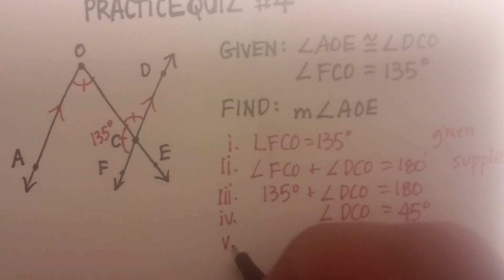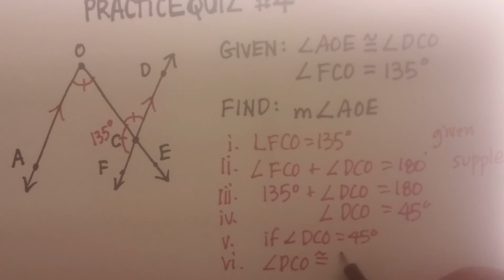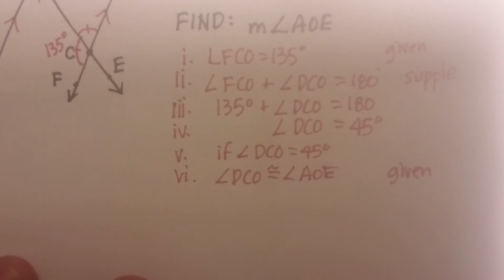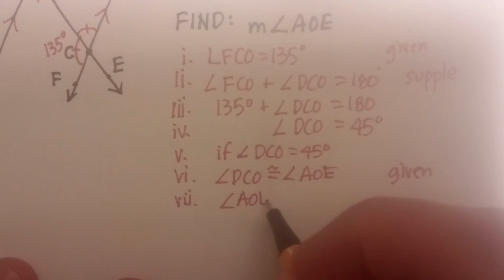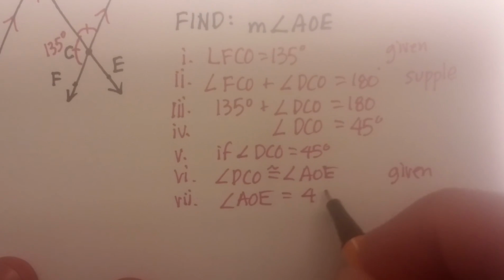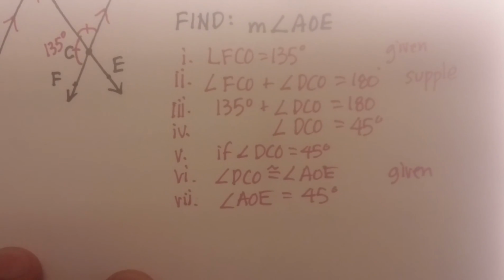So I'm going to say, therefore, step 5. If, and notice I'm writing some English language here, if angle DCO equals 45, step 6, angle DCO is congruent with angle AOE, given. Therefore, angle AOE is equal to 45 degrees.